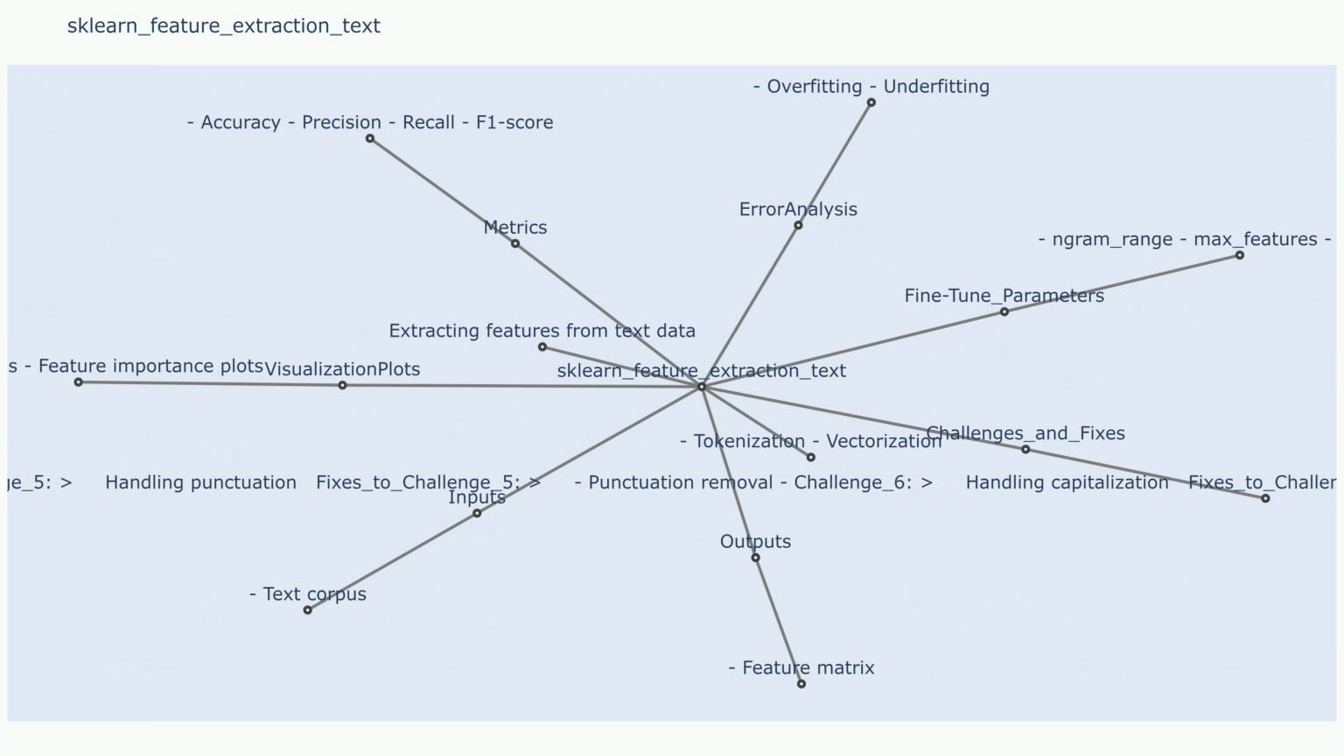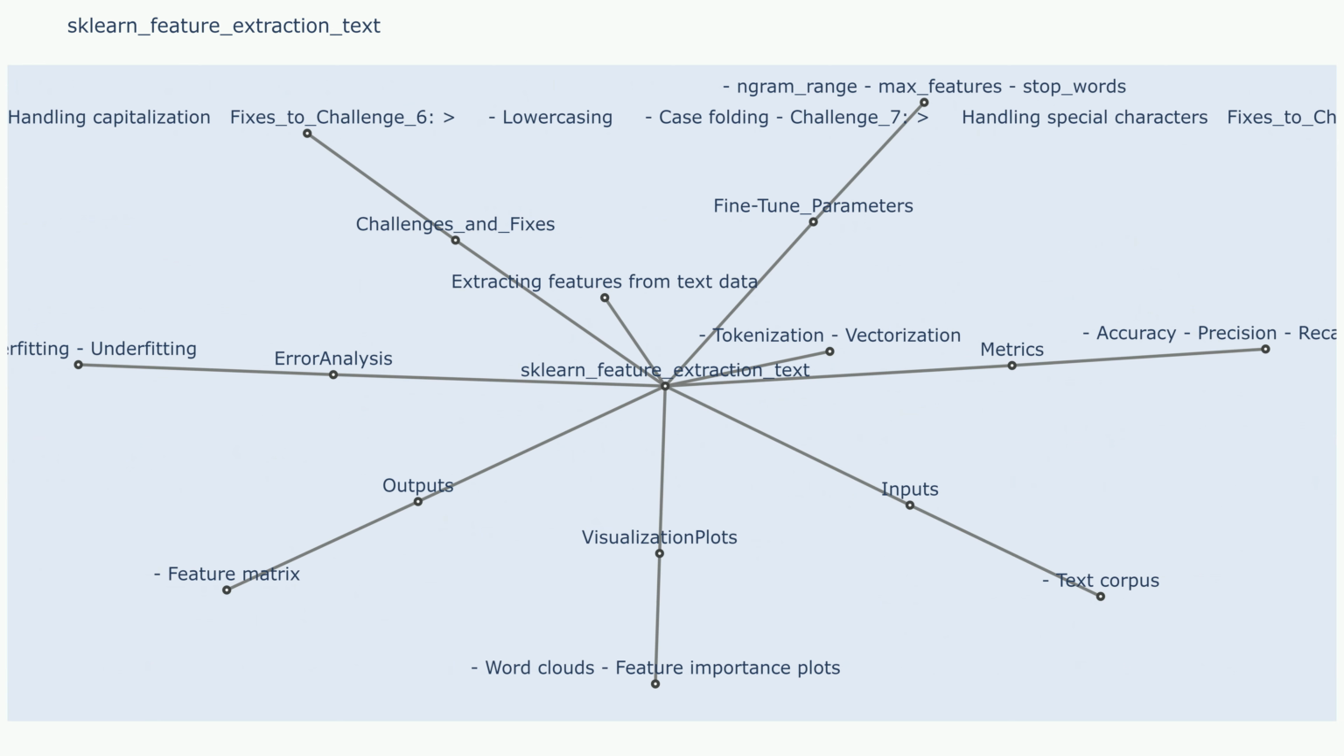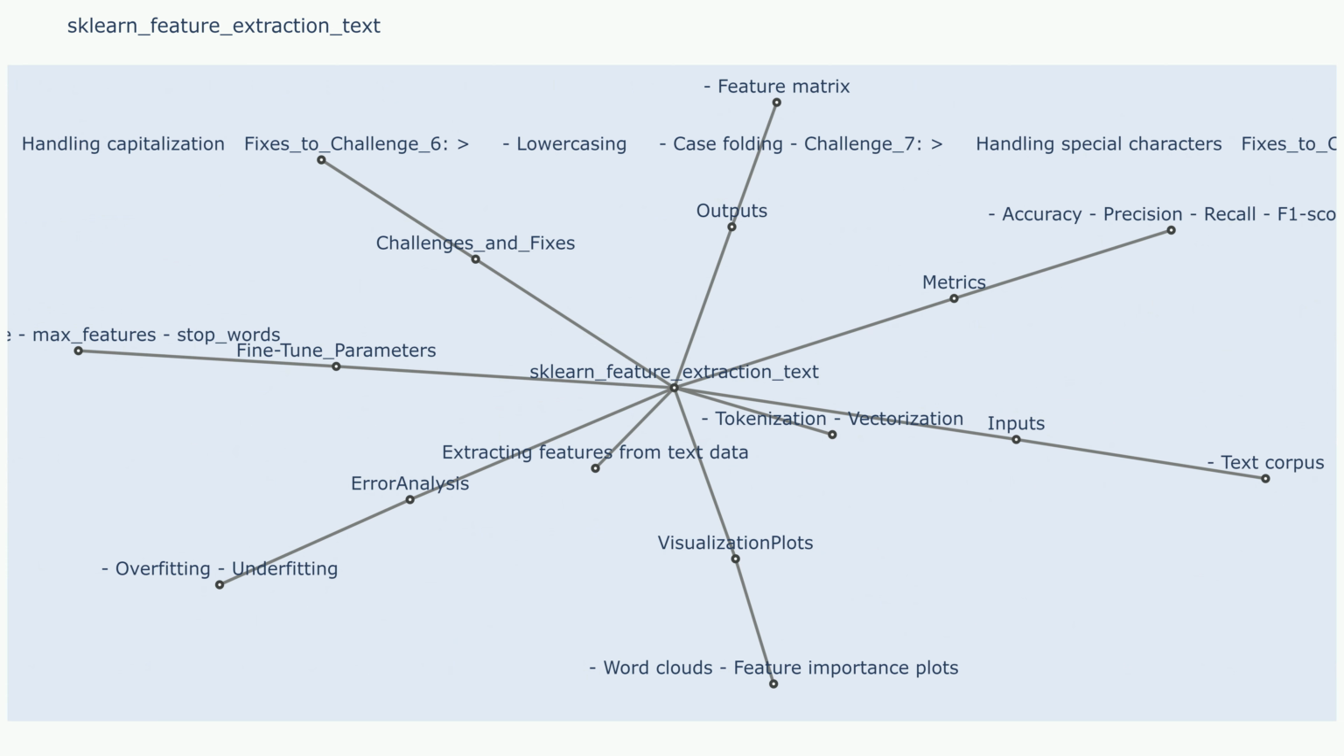AUC, area under the curve, evaluates the performance of binary classification models by considering the trade-off between precision and recall. Mean squared error, MSE, used for regression tasks to measure the average squared difference between predicted and actual values. Visualization plots. Word clouds visualize the most frequent words in a text corpus. Heat maps illustrate the relationships between features and their importance in the dataset. Scatter plots used for visualizing the relationships between features and the target variable.